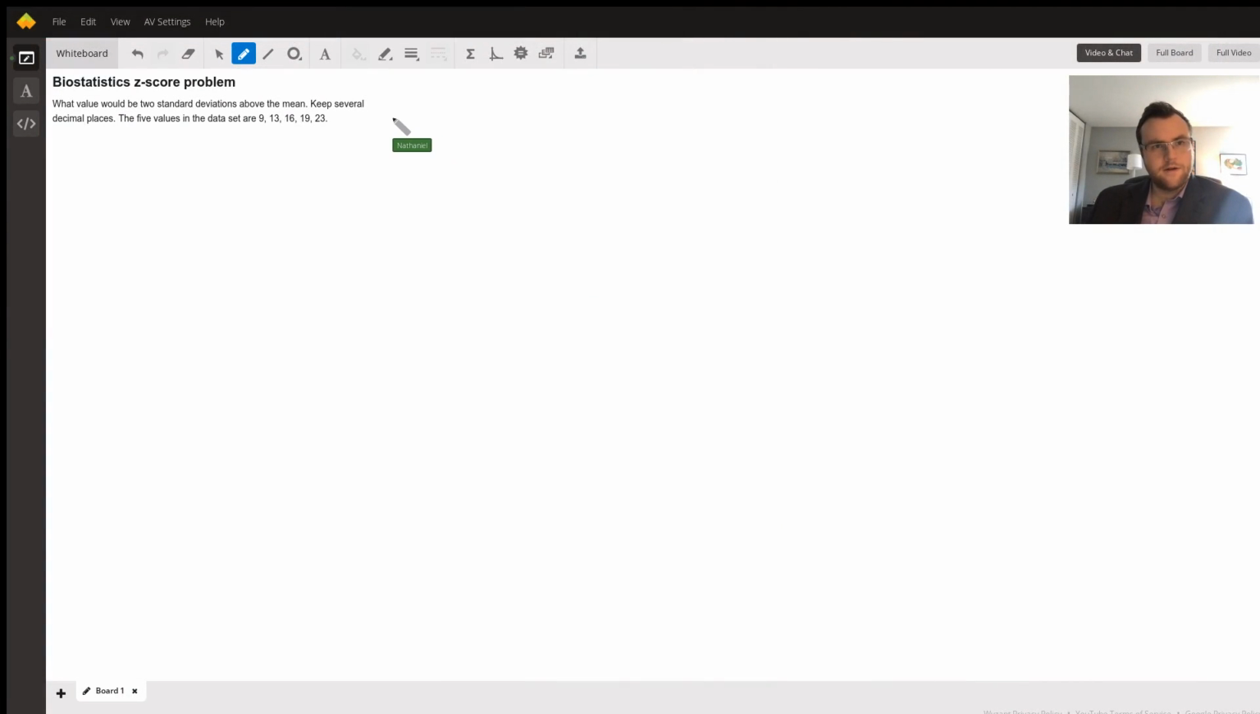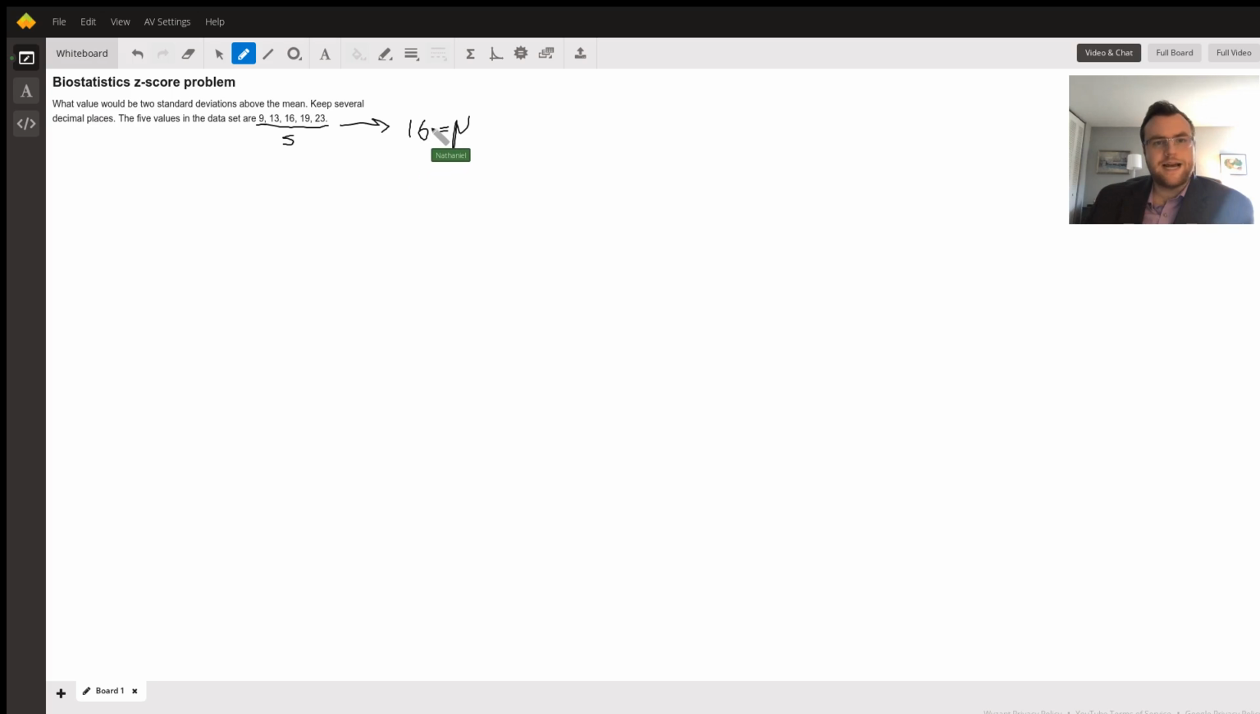Good afternoon. In order to be able to find two standard deviations above the mean, we first need a mean and a standard deviation. So how do we find the mean? Simply add up all of our data set and divide it by however many there are. So 9 plus 13 plus 16 plus 19 plus 23, and that will give us 16 as our mean value, or mu, as we say.